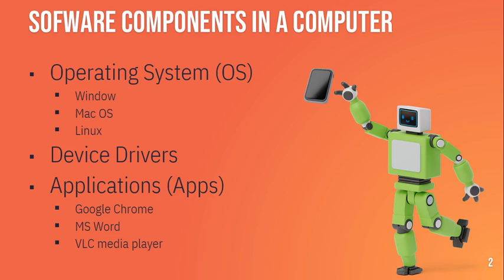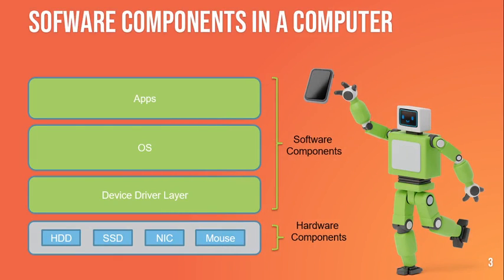Now I'll show you a picture. In this picture, you can see the software components of a computer and some hardware components of a computer. All the green boxes are the main software components, and the gray and blue box is the hardware components box. You can think of each of these boxes as a layer. The first layer is the hardware components layer. In this layer we have some hardware components like an HDD, NIC card and mouse.